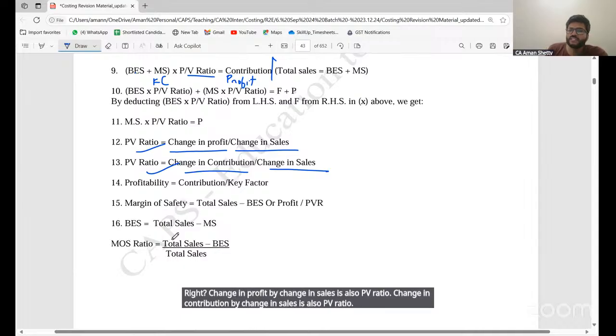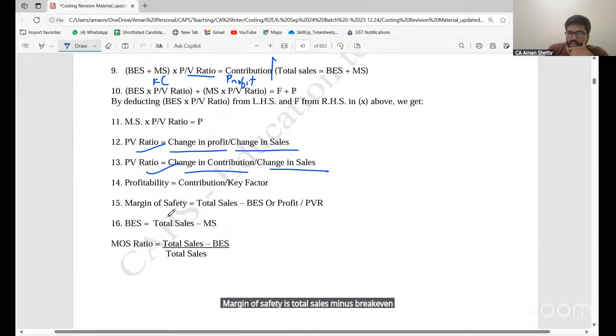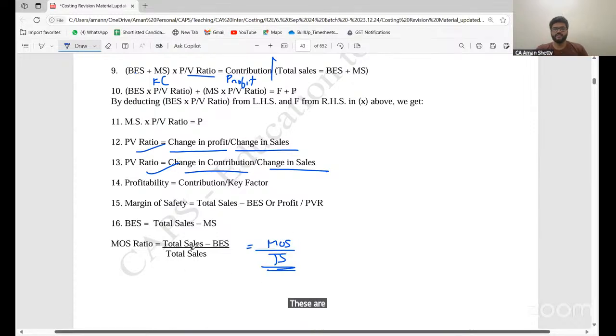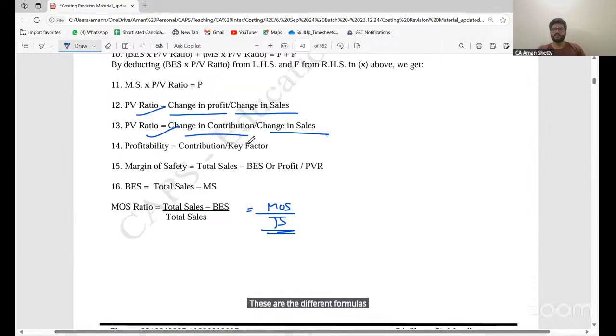Margin of safety is total sales minus break-even sales, or profit by PV ratio. Break-even sales is total sales minus margin of safety. MOS ratio is (total sales minus break-even sales) by total sales, that is, margin of safety divided by total sales. These are the different formulas under marginal costing.